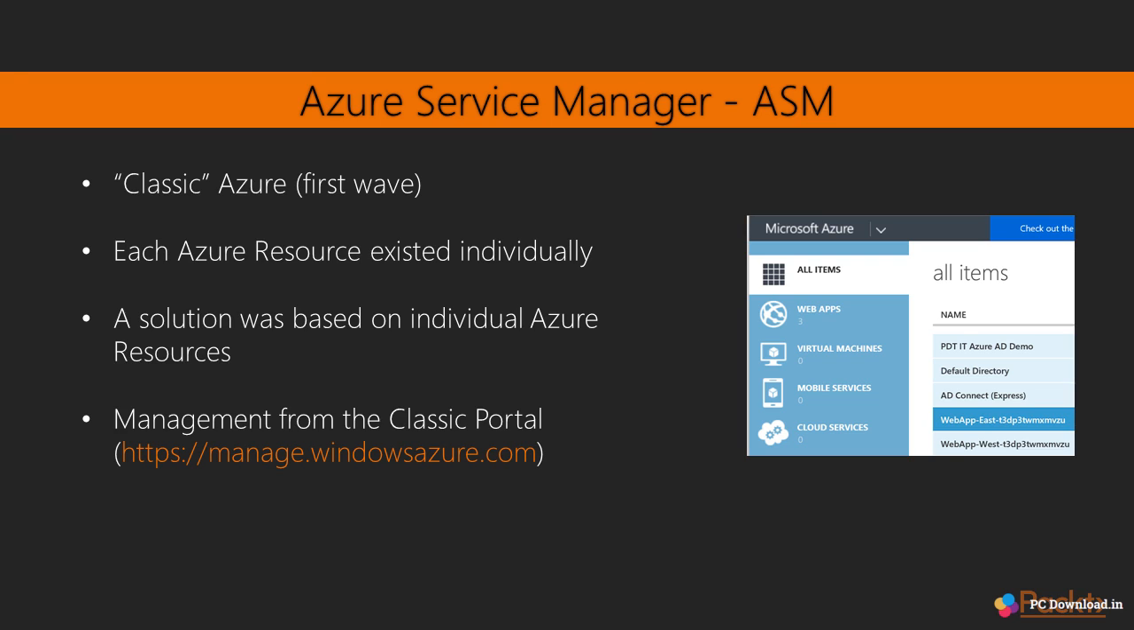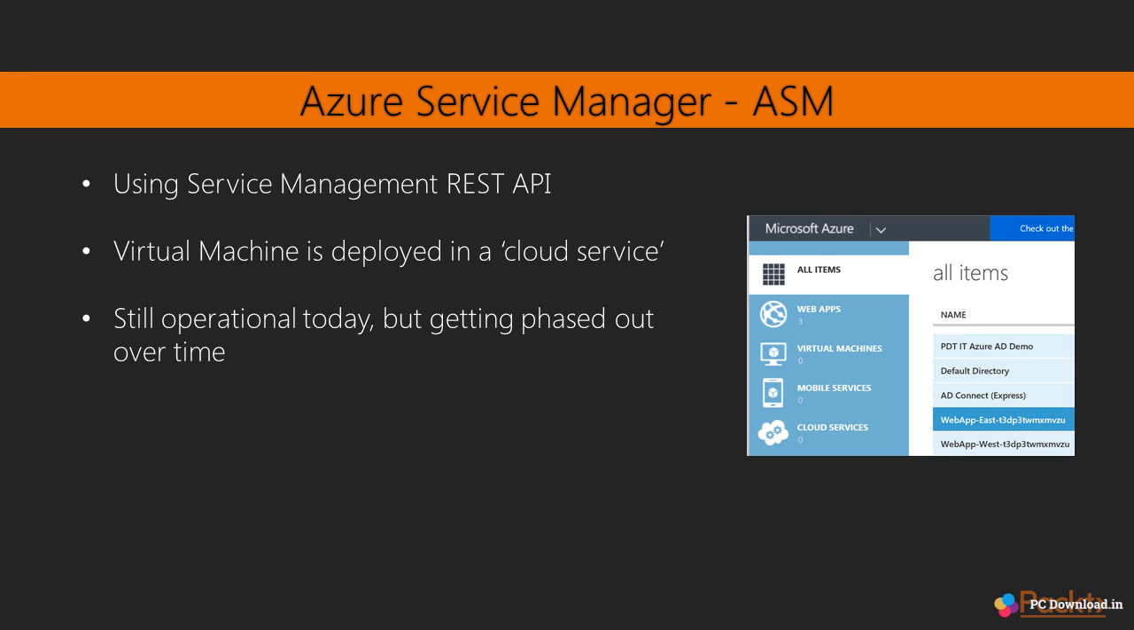In Azure Service Manager, or ASM, each Azure resource existed individually, so there was no real classification, no real grouping available. An Azure solution, so a collection of different Azure resources, was called an Azure Cloud Solution, which was based on individual Azure resources. Management was done from the classic portal. The connection URL is manage.windowsazure.com, and we also have service management REST APIs available, allowing you to manage the platform from a development perspective.